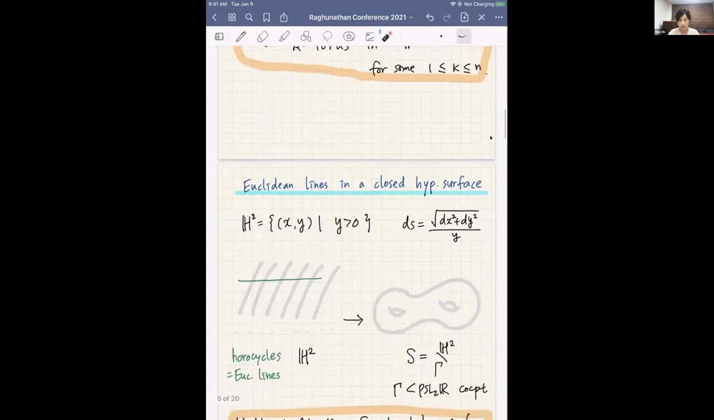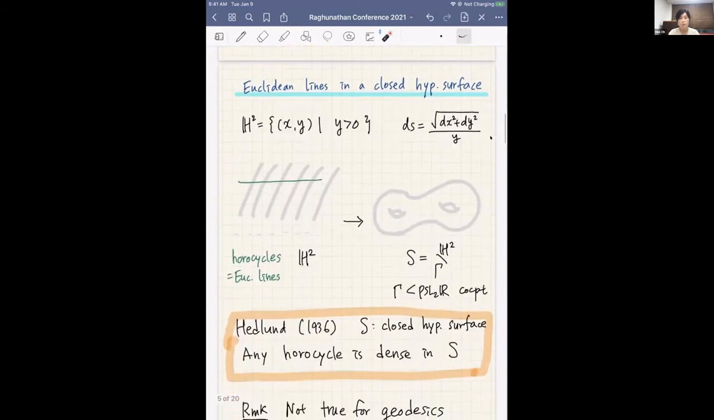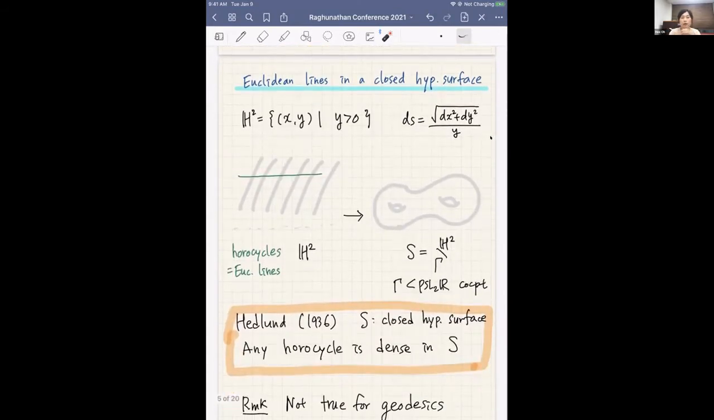Now I want to discuss similar phenomena for hyperbolic surfaces. To discuss hyperbolic surfaces, I want to use the upper half-plane model. My H2 is going to be just the region above the x-axis. It consists of points (x, y) with positive y. The hyperbolic metric in this model is the Euclidean metric divided by the y coordinate.